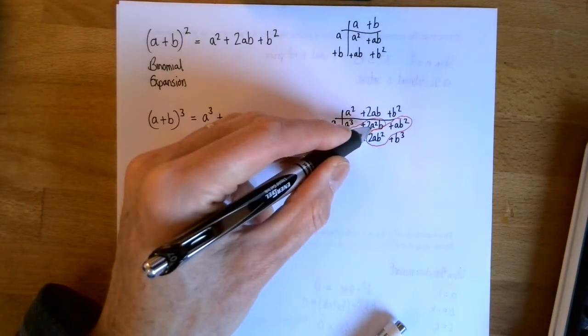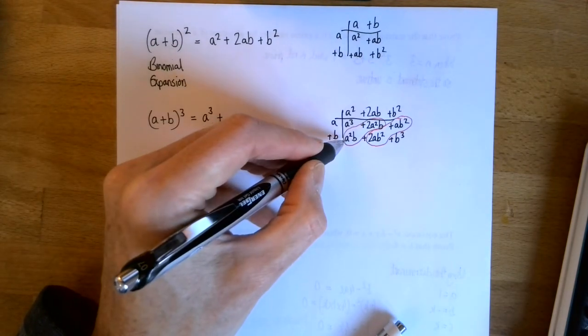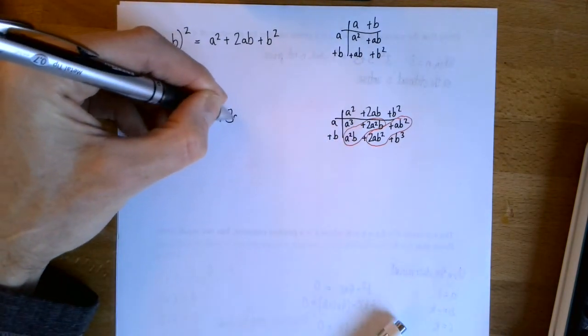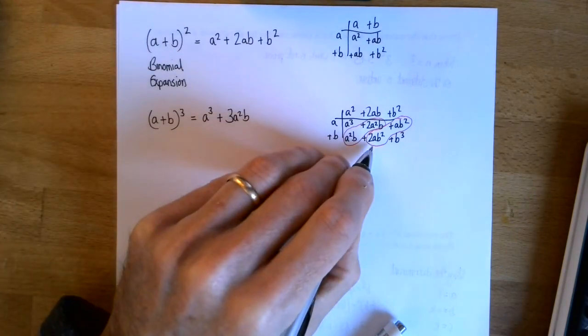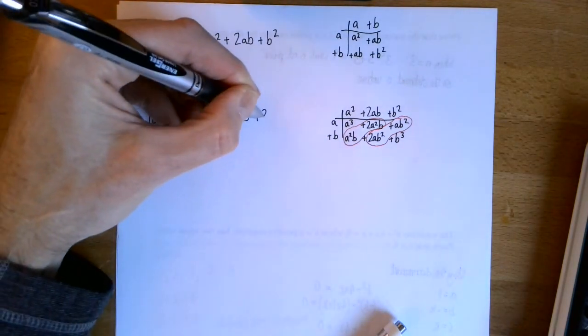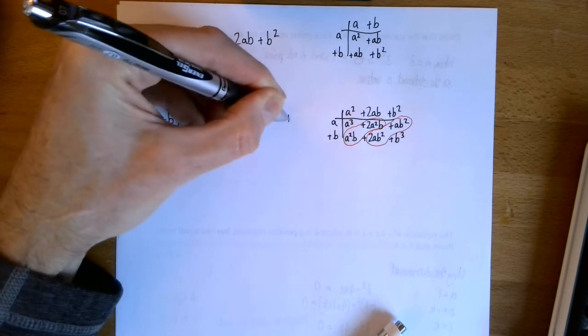So I've got 2 lots of a squared b and another lot of a squared b, so that's 3 lots of a squared b. And similarly, I've got 3 lots of ab squared.